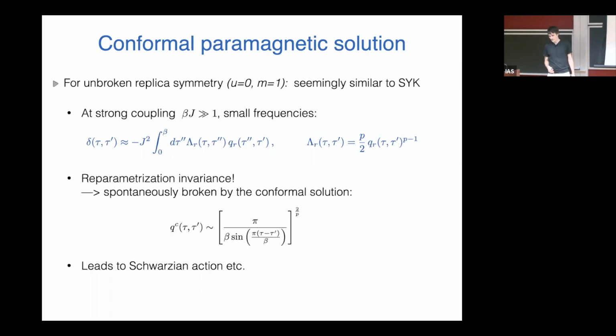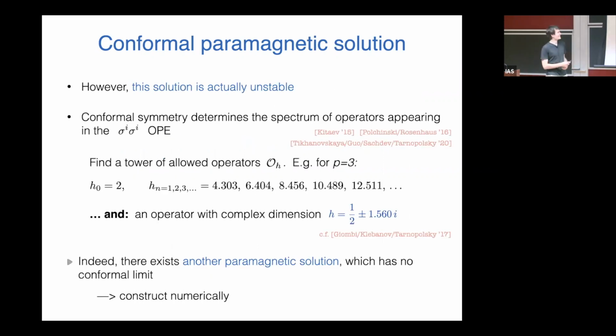And from that, you can consider the effects of breaking this symmetry, and study fluctuations around this saddle, and you find the Schwarzian action, and you can do all these things. This is in the paramagnet. All I'm assuming here is large beta J. However, this is not the solution we want.